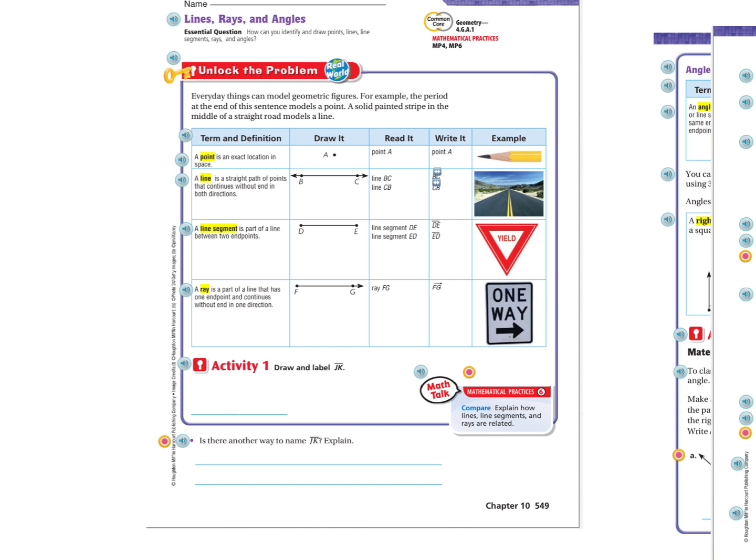Okay, so activity 1 is draw and label JK. What are my clues? Yes. The line above it. The line above it, which means it's a what? Line segment. It's a line segment. Yeah, it doesn't have arrows, so it's not going to be a regular line. It's going to be a line segment. So draw and label JK.